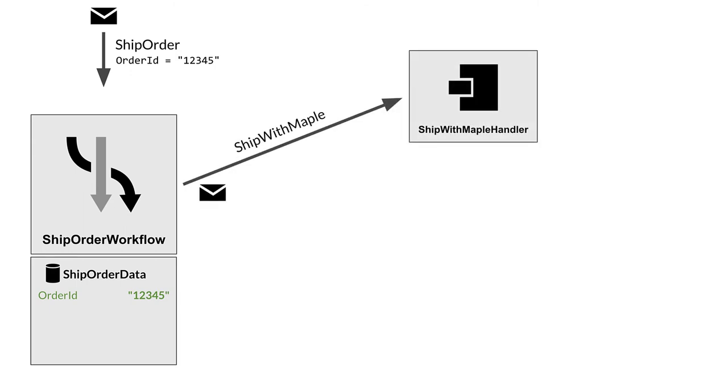The handler for ship order does two things. First, it sends a ship with Maple command. Then it sets a shipping exception timeout so that if Maple doesn't respond in time, we can take alternative action.